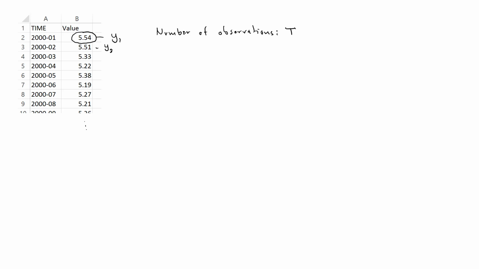In cross-sectional data, we denote an arbitrary observation by y subscript i. For time series, we switch this and denote an arbitrary observation by y subscript t. So for example, this is y_t for small t equal to 6.